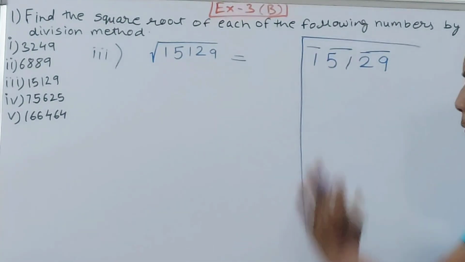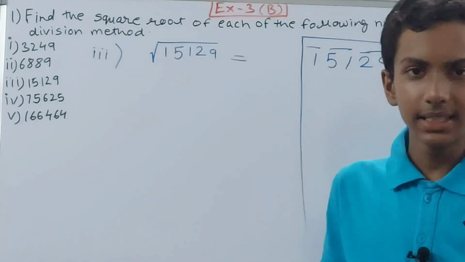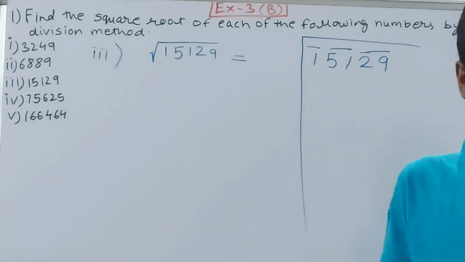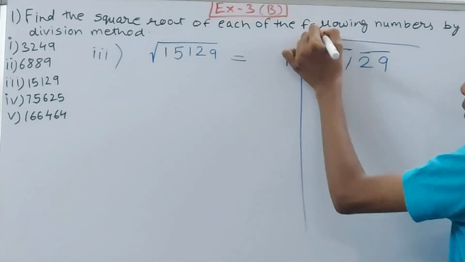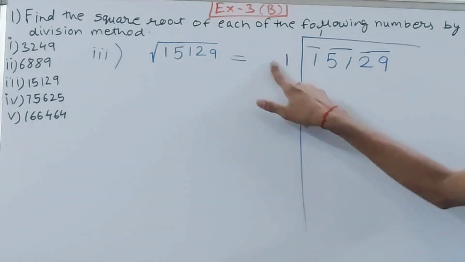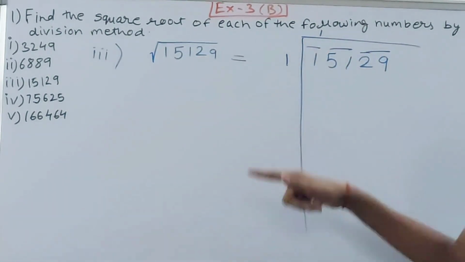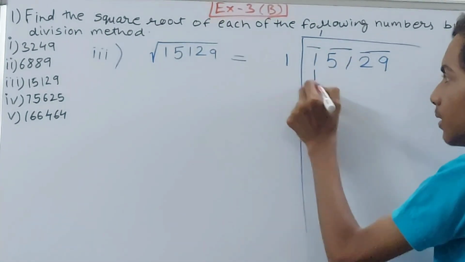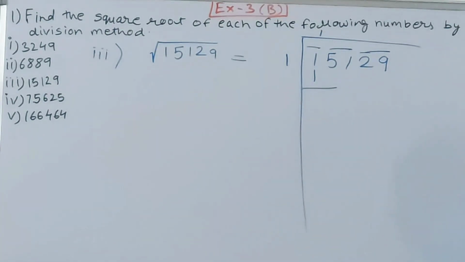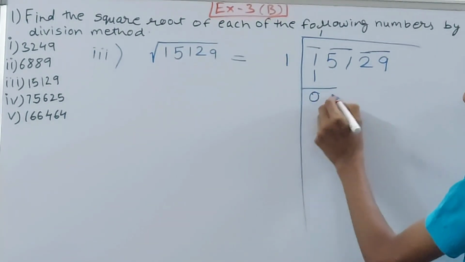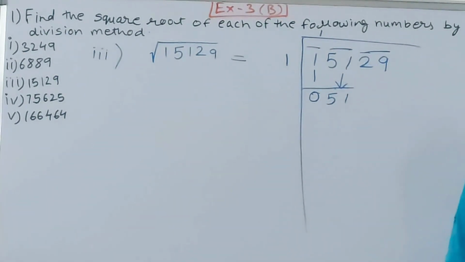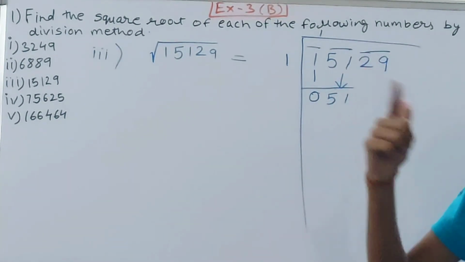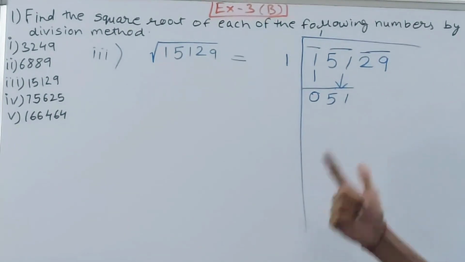Now think, which number can cut 1 exactly 1 times? Of course 1 itself. So take here 1 and take here also 1 in the quotient. 1 into 1, that is 1. So subtract that from your number. 1 minus 1 is 0. So bring down 51, right? 51. Don't bring down 29 also. Bring down one pair at a time, right?